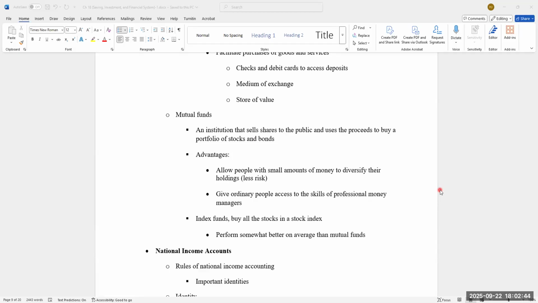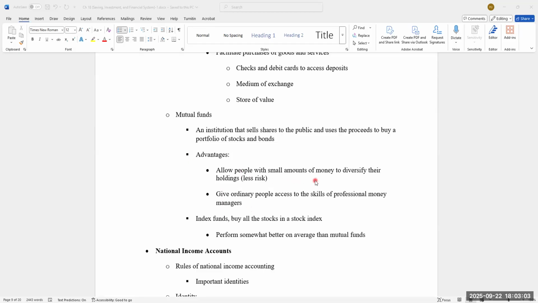And why would I do that? The advantage is it allows people with small amounts of money to diversify their holdings, which means less risk, and gives ordinary people access to the skills of professional money managers. That's the other thing. Okay. So what do I mean by less risk?